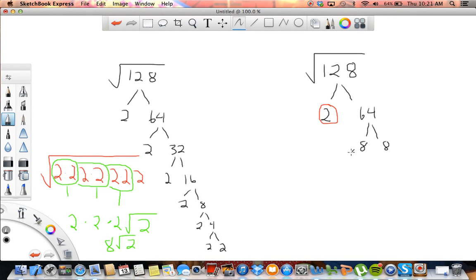So I'm going to stem off from the 8, and 2 times 4. Again, I've got a prime number, so I circle it. Every single time you get to a prime, circle it. And then 4 becomes 2 times 2, and then I get a couple of prime numbers there, so I'm going to circle them.